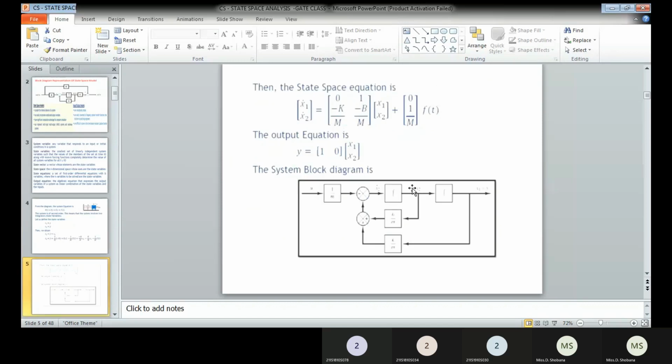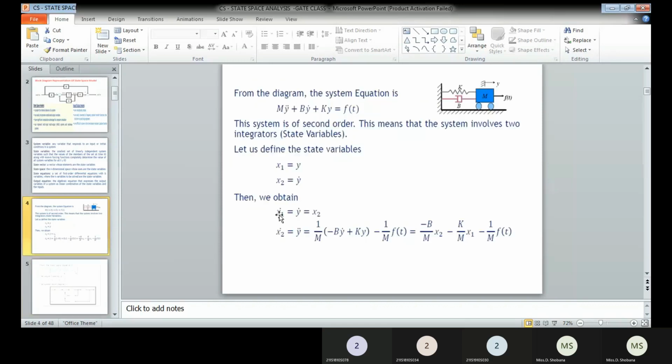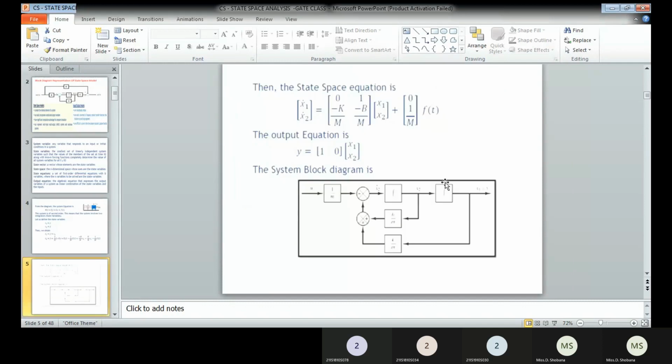The output will be x2. Similarly, next, you can see x1 dot is nothing but your x2. So therefore, the output x2 will be given as the input for another integrator. So the other integrator's input will be x1 dot, and the output will be x1. So x1 dot is equal to x2. It will be directly connected.